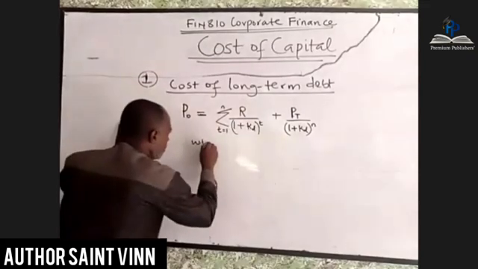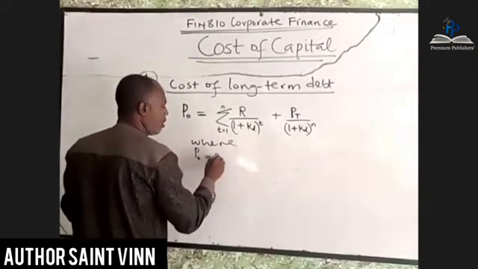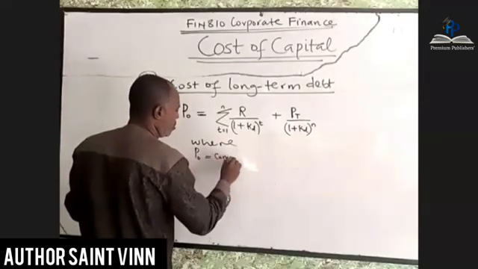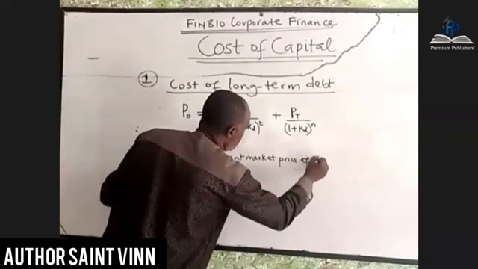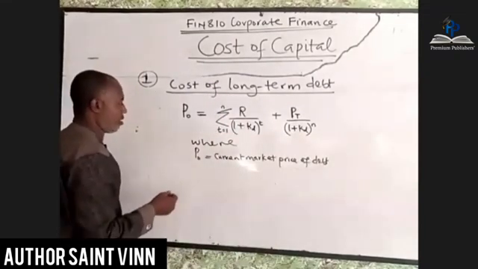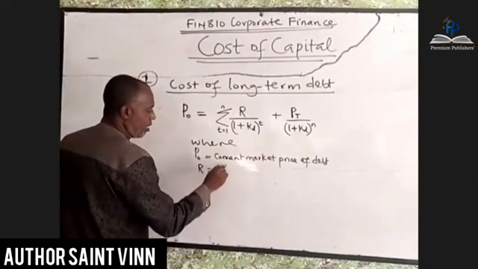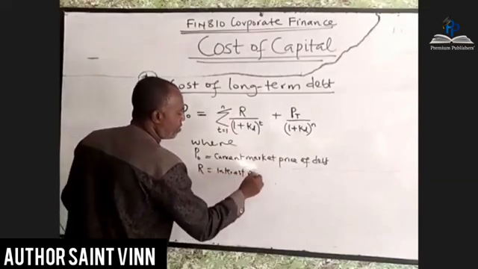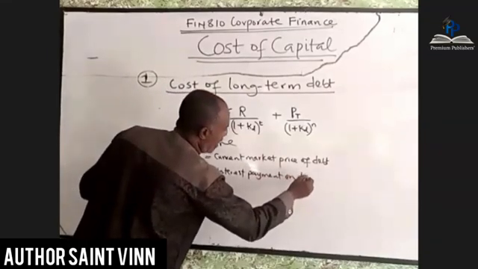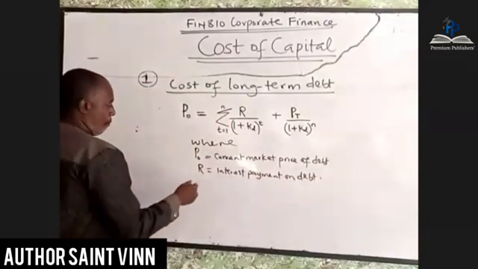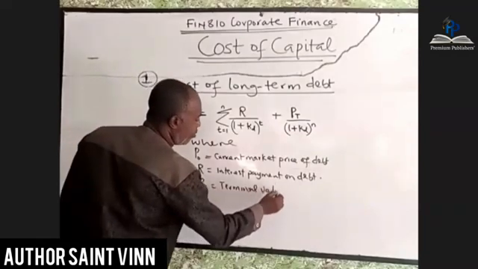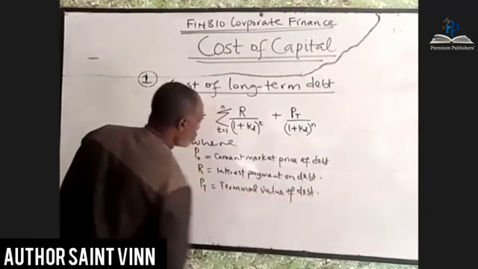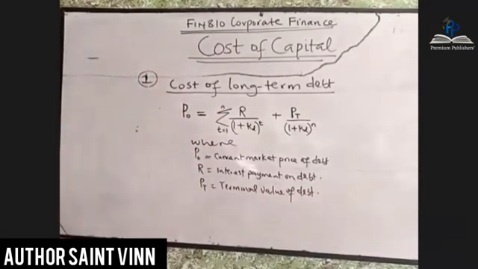So, to draw more lines, where P0 is the current market price of debt, whether bond or whatsoever it is. R is the interest payments on that debt we collected. Our PT is the terminal value of that particular debt. Some will say it's the market value. Some will say it's the face value of that debt, whichever one.